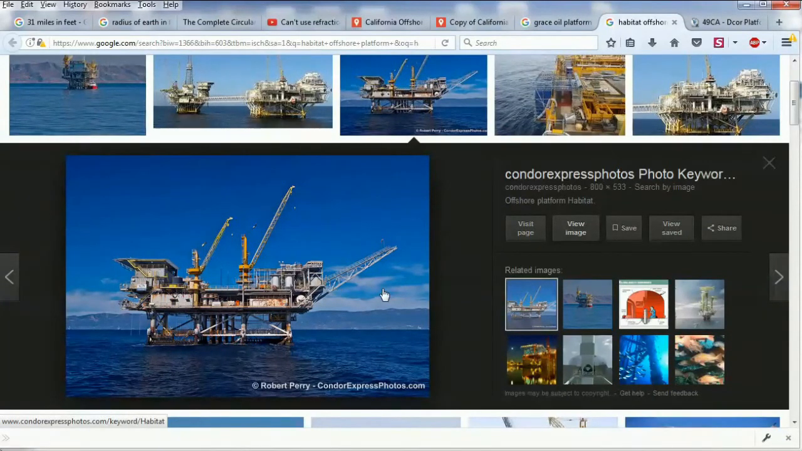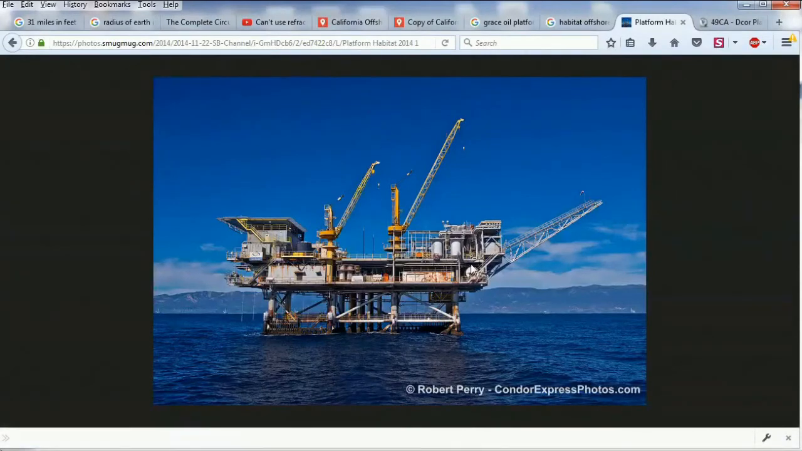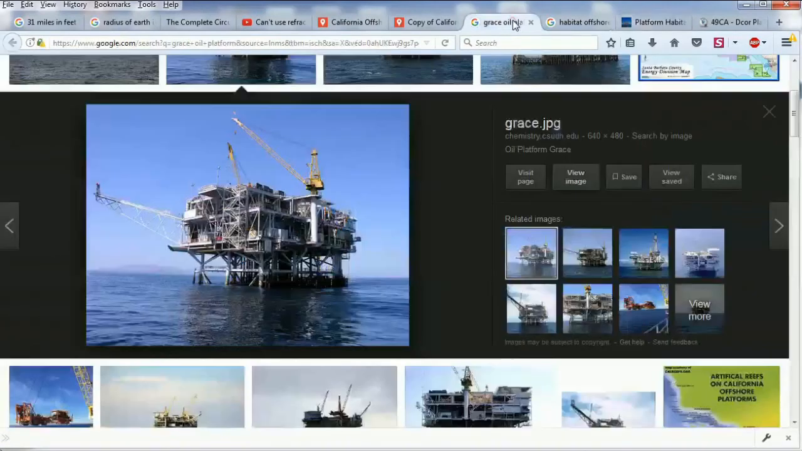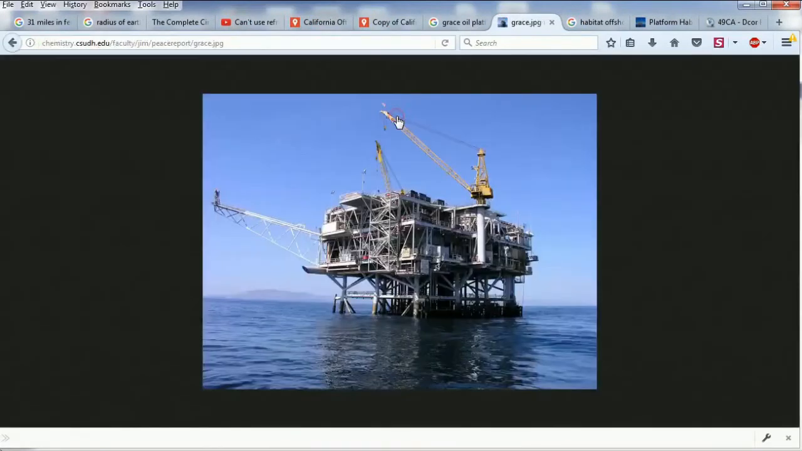Let's see what this looks like. Get a better shot of it. So, slightly bigger, but that is clearly the same platform that was in the side-by-side comparison. And as I said, that's 90 feet tall to the top of the heliport. And then here's Grace. Look at that. And clearly, it's the same platform.